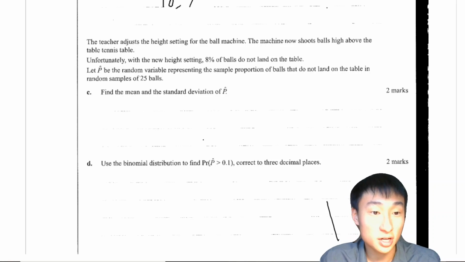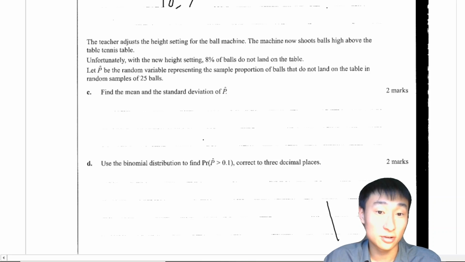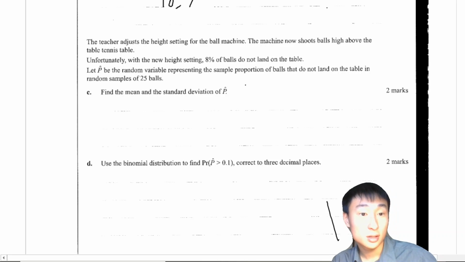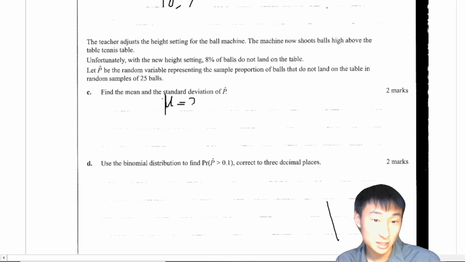The machine now shoots balls high above the table tennis table. Unfortunately, with the new high setting, 8% of balls do not land on the table. Let P be the random variable representing the sample proportion of balls that do not land on the table in a random sample of 25. Okay. Well, so mean is 2, right? That's 8% of 25.